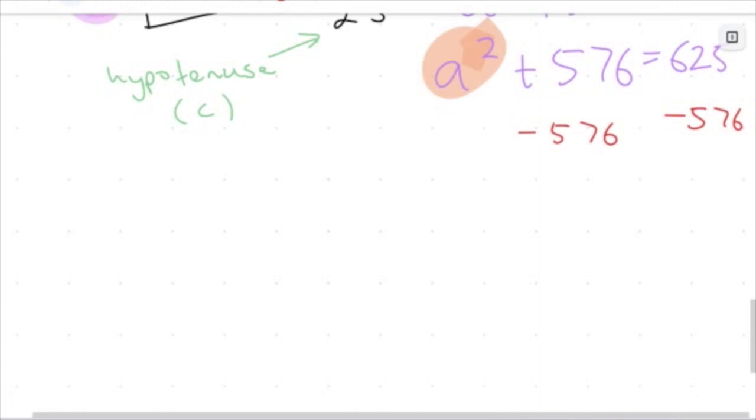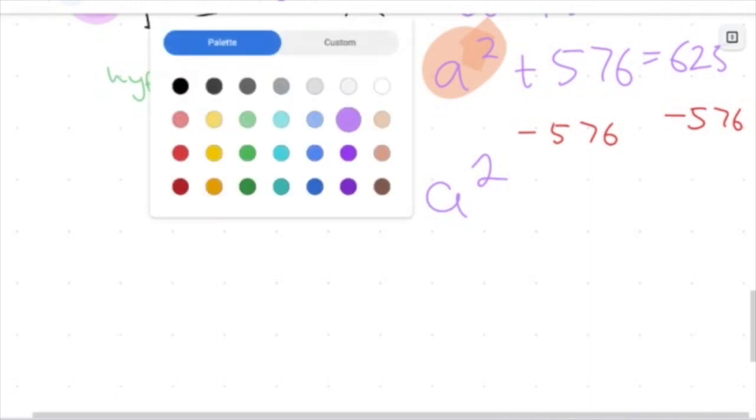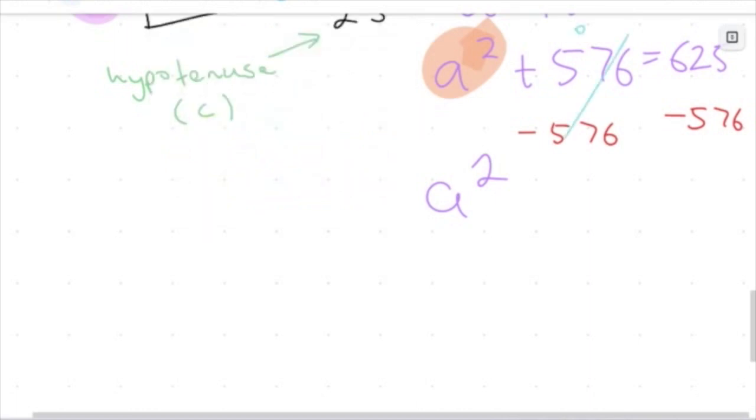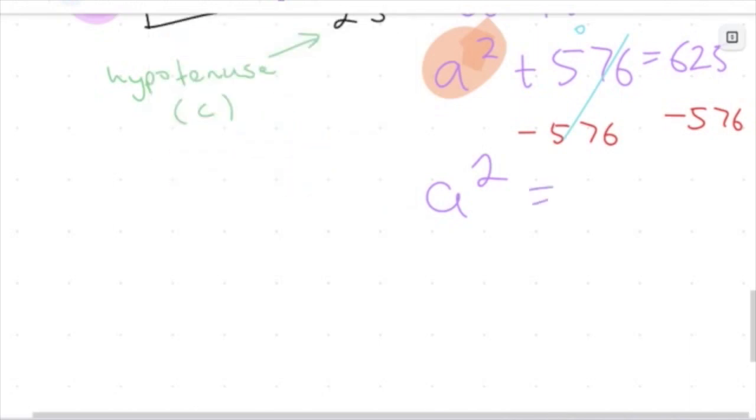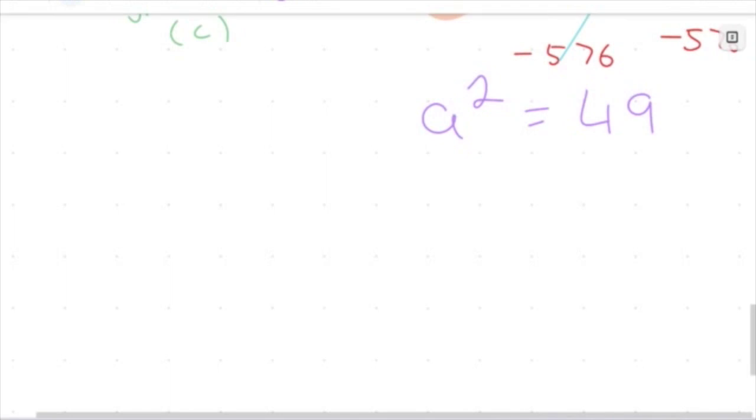And what do I wind up with? Well, I get A squared on its own now, because 576 minus 576 cancels out. So I get 0 or A squared on its own. And that equals, on my right-hand side, 49 when I subtract 576 from 625. And now it becomes the same thing that we had in the previous video, or the same type of looking equation.